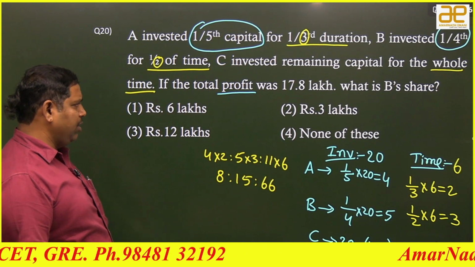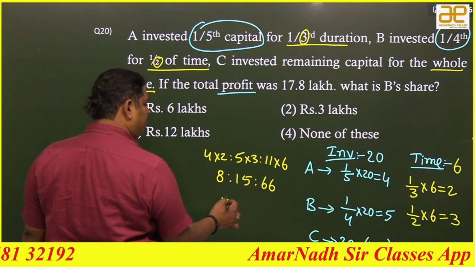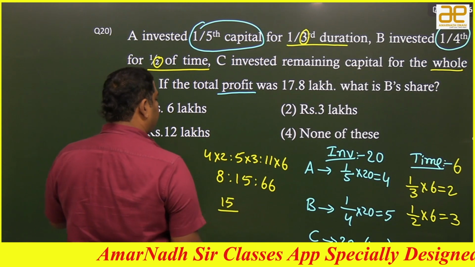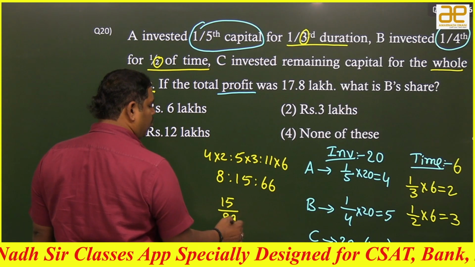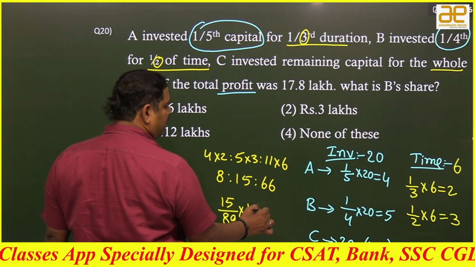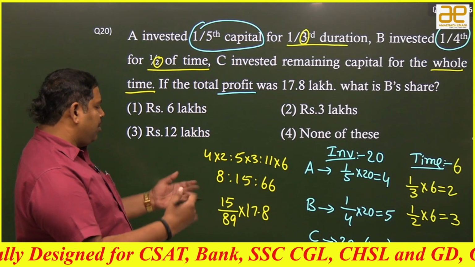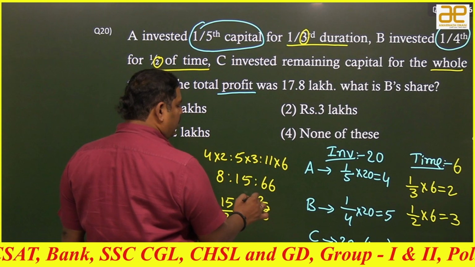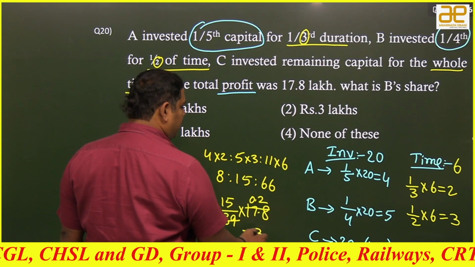Total profit is 17.8 lakh. B's share means 15 out of the total, so you have to add: 8 plus 15 is 23, 23 plus 66 is 89, into 17.8 lakhs. Forget about the decimals: 89 ones, 89 twos. Now the decimal is there, meaning 0.2. 15 twos are 30. If you keep the decimal, it will be 3 lakhs.